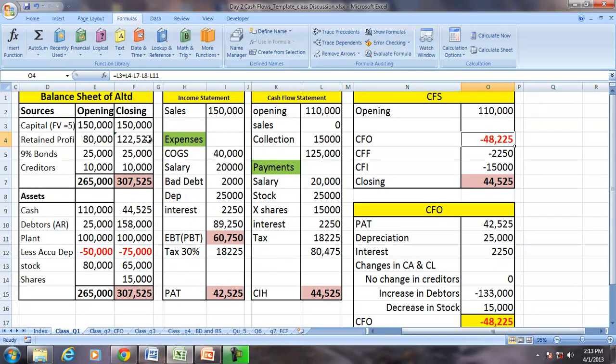48,225. So when a balance sheet and the transactions are given, it is possible to find the cash flow statement and income statement, and also understand why CFO is not the same as PAT. In this case, PAT is not equal to CFO because of depreciation, because of interest, and because of the changes in the current assets and current liabilities. But you can see that we are only taking operating current assets and current liabilities other than cash.